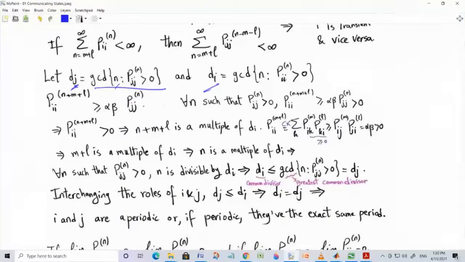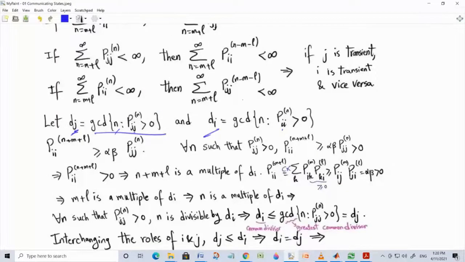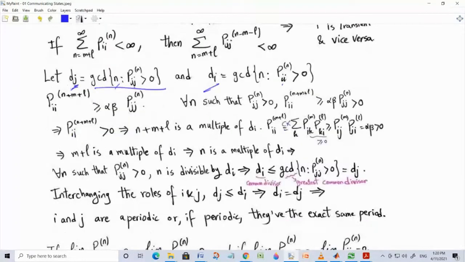d_i is the period of state i. Again, it has the same definition, but rather than using b_jj, now we are talking about p_ii. So let's see why communicating states share the same period, or are aperiodic at the same time. It cannot be the case that one of them is aperiodic and the other is periodic. And if both are periodic, then they must have the same period. So here is the argument.